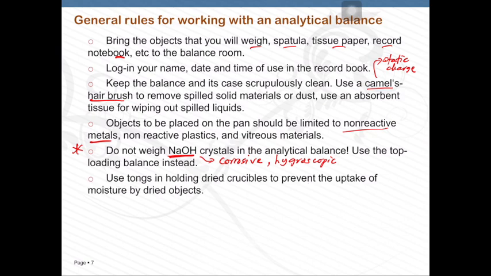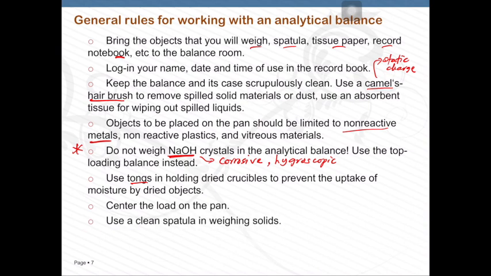In your experiment, use tongs in holding dried crucibles and not your hands. Do not use your hands. Also, center the load on the pan. This one is self-explanatory. Use a clean spatula in weighing solids.